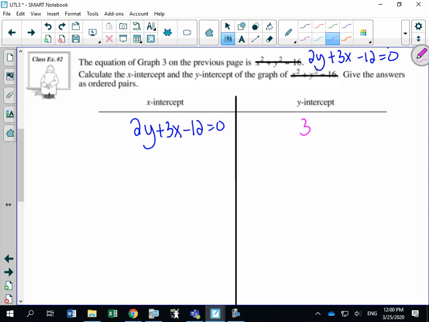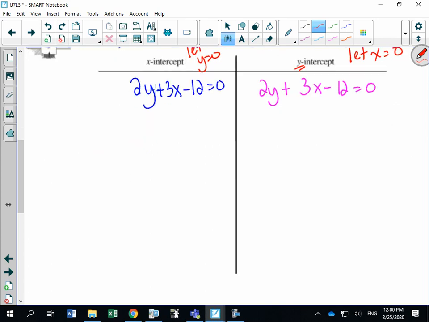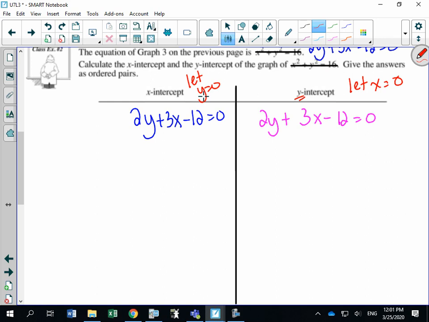Write the equation for each one. So 3x minus 12 equals 0. Okay, so write your equation for each one, and then say, okay, she wants the x-intercept. What letter do I let equal 0? Y. If she wants the y-intercept, you let the opposite letter, which would be x, equal to 0, and you solve. So the x-intercept, I'm going to let y equal to 0. So there's my y. Two times 0 is 0. I don't even need to write that down, right? And I've got 3x minus 12 is equal to 0.